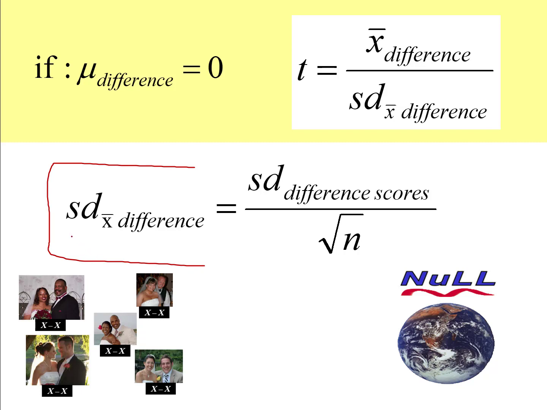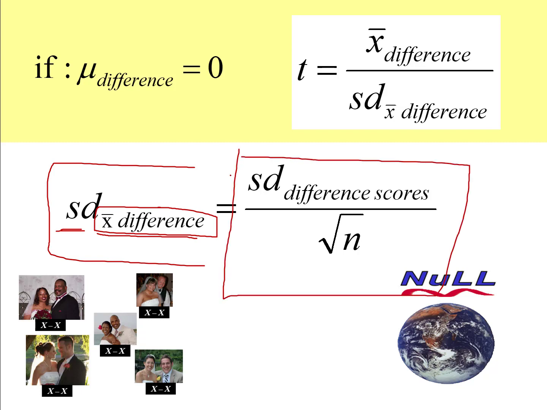So our notation is we have SD with a subscript x bar difference. That stands for the standard deviation of the sampling distribution of mean difference scores, or we call that the standard error of mean difference scores. Sometimes I shorten it to just standard error of mean difference, or I could say it the long way, the standard error of mean difference scores. And that's equal to the standard deviation of difference scores divided by the square root of n.